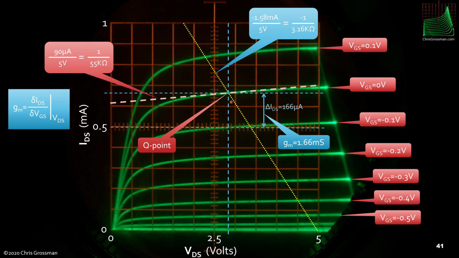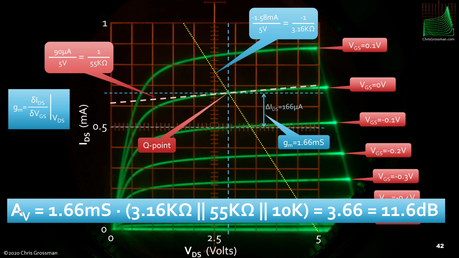Now we also have to consider the slope of this load line and the output slope of the IV curve. So we have this 1.36K, then we have the 55K ohms, and I'm estimating that from the slope of the IV curve at the Q point. And so we can calculate the gain now as GM times RL, where this is GM, and RL is the 3.16K in parallel with the 55K, in parallel with the 10K, which is the input impedance of the preamp. We get 3.66, about 11.6 dB.